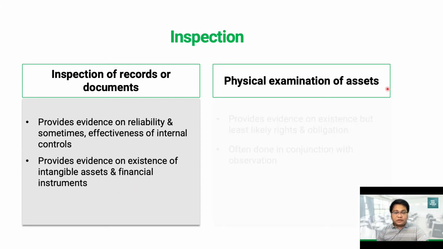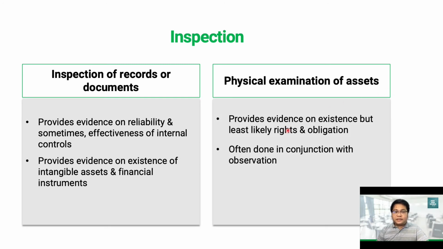Now, when it comes to physical examination of assets, we use this evidence to provide evidence on existence of the asset of the client. Like for example, property, plant, and equipment, an item of PPE or inventory. To examine the existence of those assets, we can use physical examination of those particular assets. However, physical examination of an asset would least likely support the rights and obligations. Because it's possible that, let's say, the fixed asset is there, but it is only consigned to the client. Therefore, the client does not own or have the right over that particular asset, even if it is situated in the premises of the client.